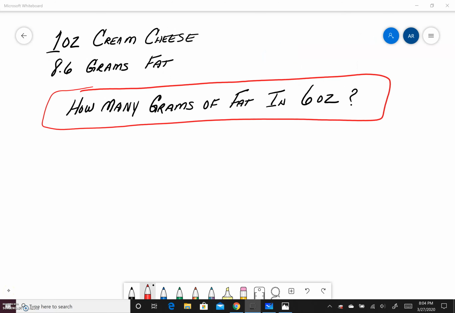You're going to have a word problem that states, for instance, 1 ounce of cream cheese has 8.6 grams of fat per ounce. And it's asking you, if that's how many grams it has per ounce of cream cheese, how many grams of fat does it have if it's 6 ounces of cream cheese? So that would be a multiplication problem. You take your 8.6 and multiply that by your 6 ounces. Once you multiply that, you should get an answer of 51.6, and then it would be grams.